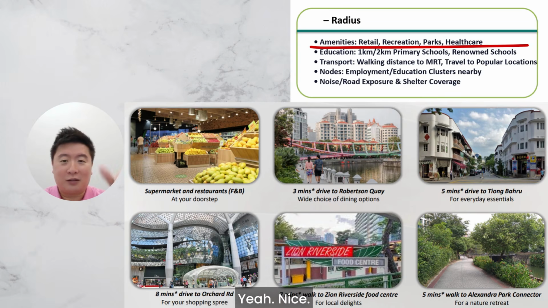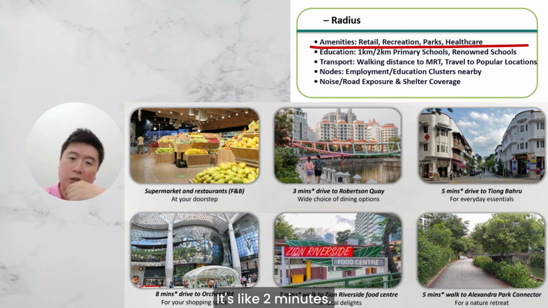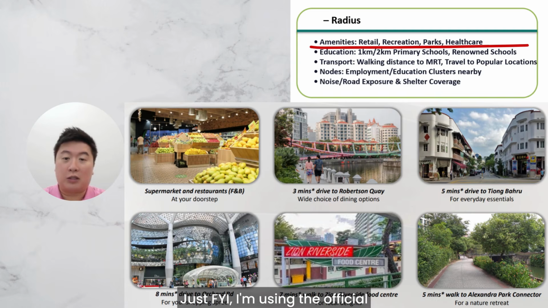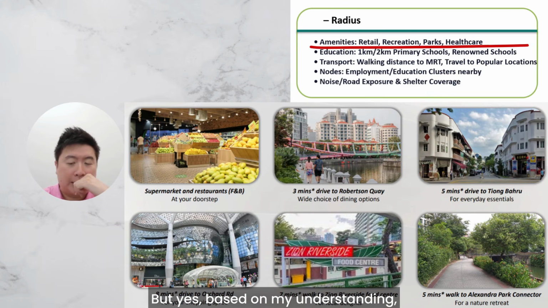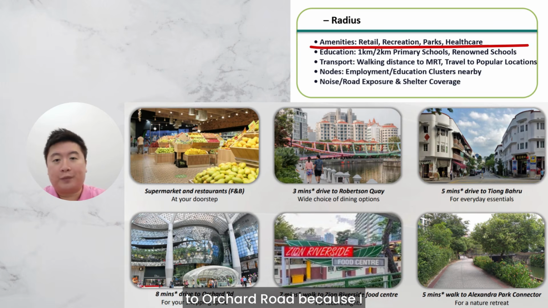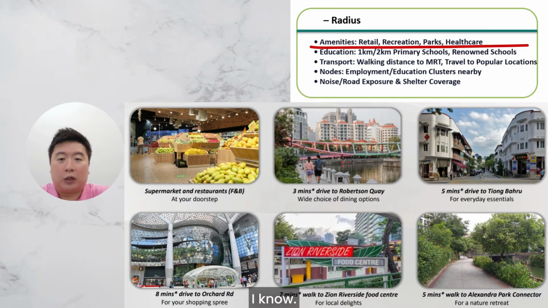Nice. Okay, so obviously going to Orchard is very near. It's just one road straight down. It's Orchard Road already. I don't know why they put it as 8 minutes though. It's a lot shorter than 8 minutes actually. It's like 2 minutes. Just FYI, I'm using the official brochure material from the developer. But based on my understanding, it's about 2 minutes drive to Orchard Road. Because I use this road so frequently, I know.